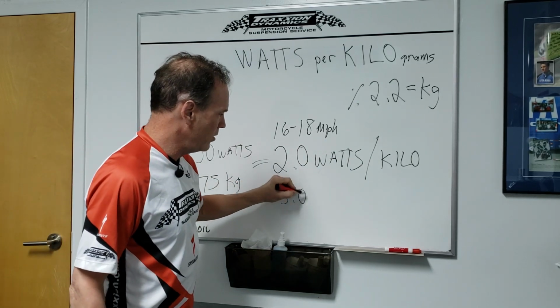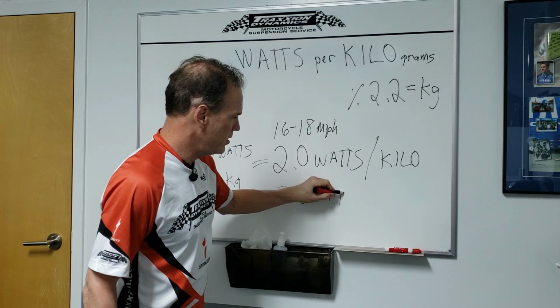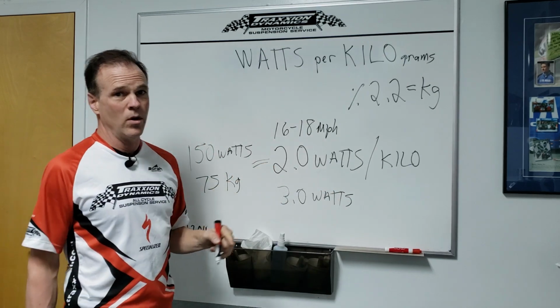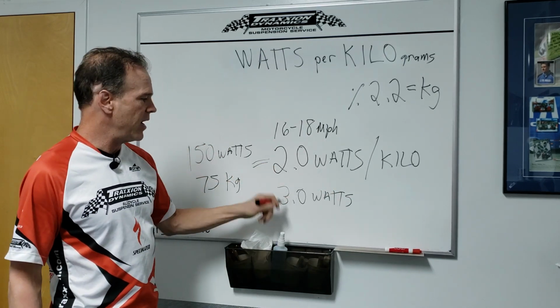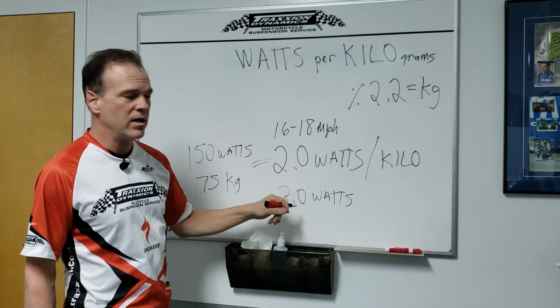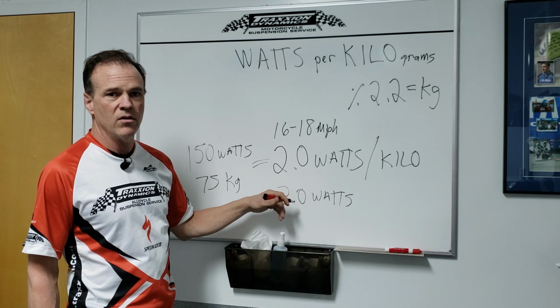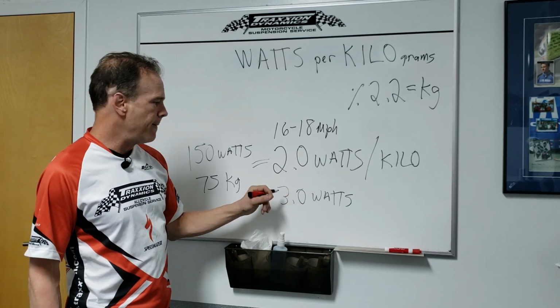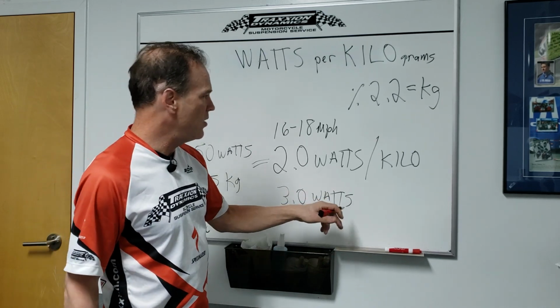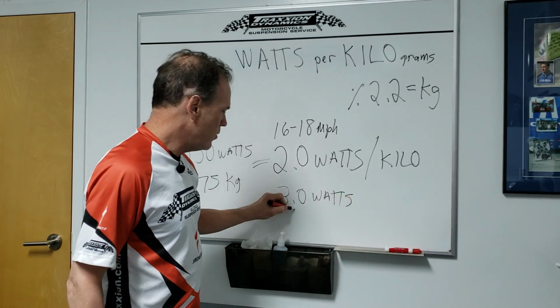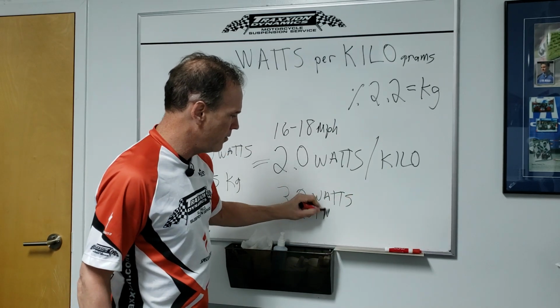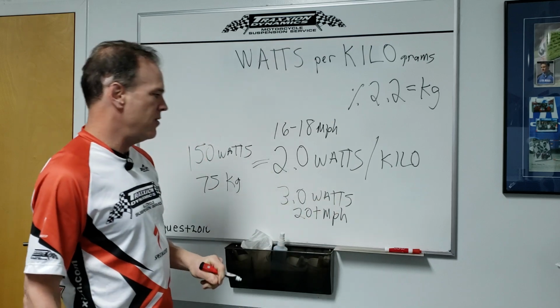A 3 watts per kilo rider, even though it's only 1 more, is a lot faster rider, a significantly more powerful rider, someone who's probably already competing or racing recreationally, and who is probably called an A group rider or a 20 plus mile per hour rider, that kind of thing.